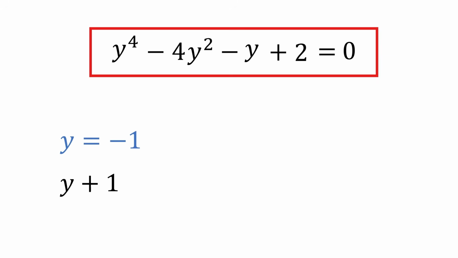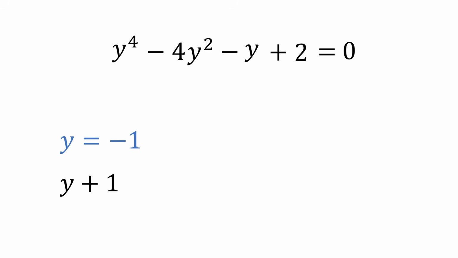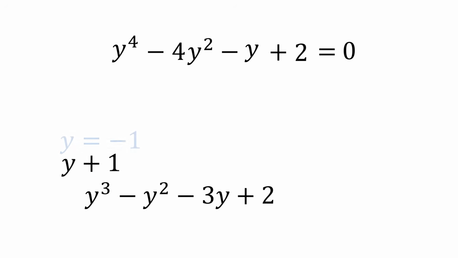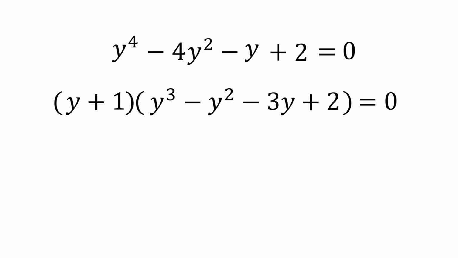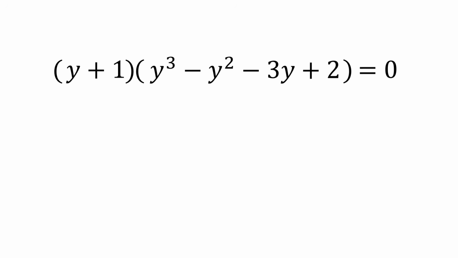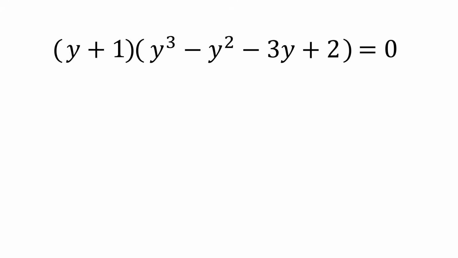Now divide the polynomial by y plus 1. After dividing, we're left with y cubed minus y squared minus 3y plus 2. So we can now rewrite the polynomial as y plus 1 multiplied by y cubed minus y squared minus 3y plus 2. We've reduced a fourth-degree equation to a cubic. That's a big step forward. But we're not done yet.